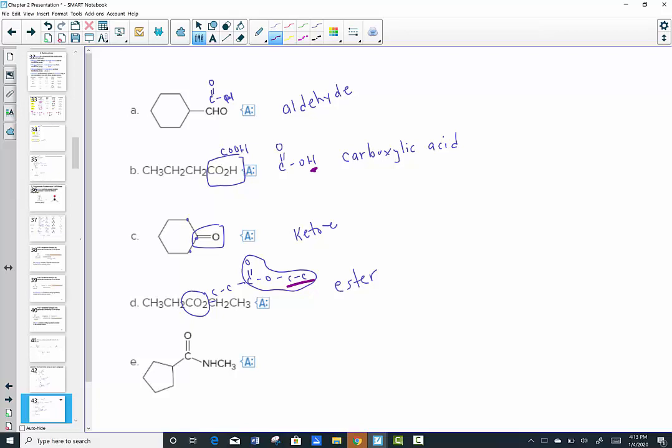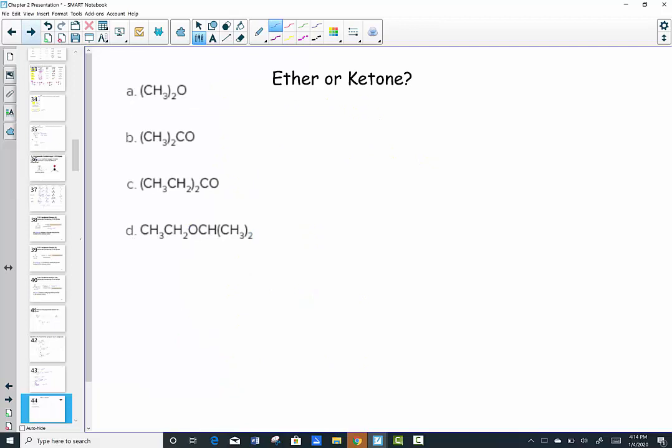Here we have a carbonyl group directly attached to the nitrogen, and so this we've learned is called the amide functional group. That's the skill level that we're looking for on quizzes and tests or homework, being able to recognize and name the functional groups as they appear.